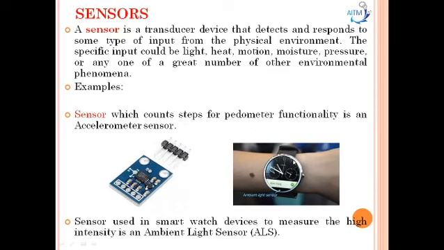Now another example, the sensor which is used in smart watch devices. These sensors are used in smart watch devices to measure the light intensity, and that sensor is called an ambient light sensor. So smart watches use ambient light sensors to detect the surrounding light intensity and use an electrical or electronic actuator circuit to adjust the screen brightness.